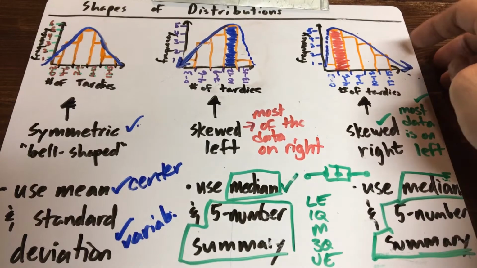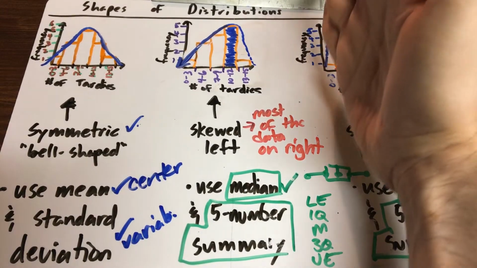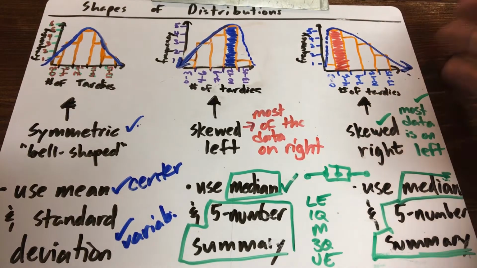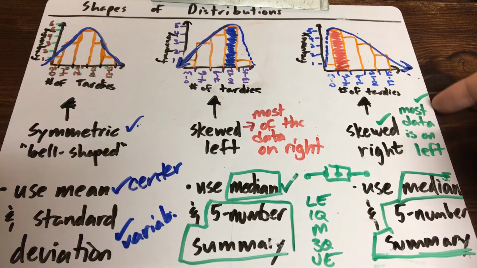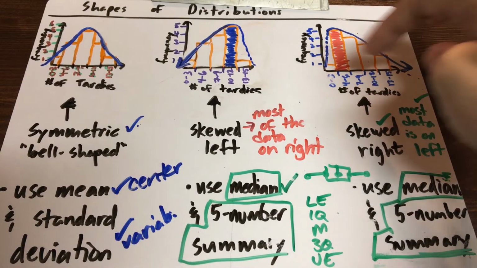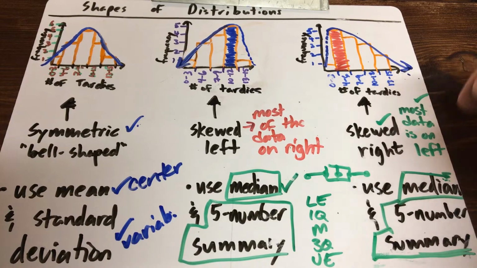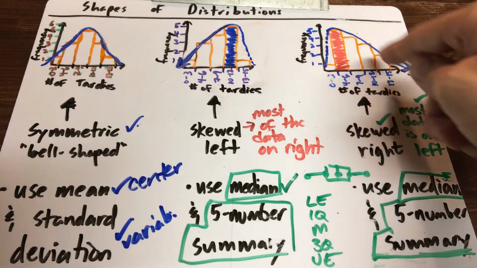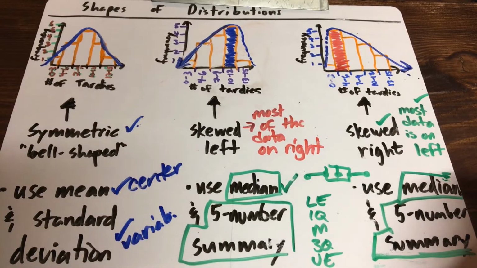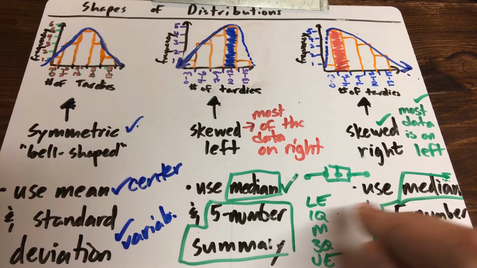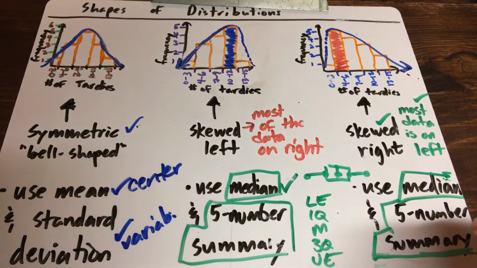And same thing over here. When the tallest bar is on the left-hand side, you get this slope going to the right. That's why it's called skewed right. Most of the data is on the left. The tallest bar is on the left. Most of the data is on the left, so it's called skewed to the right. You get this slope going to the right. When it's skewed to the right, you still use the median to describe it, and you still use the 5-number summary. Okay. All right. Let's go to the next board.